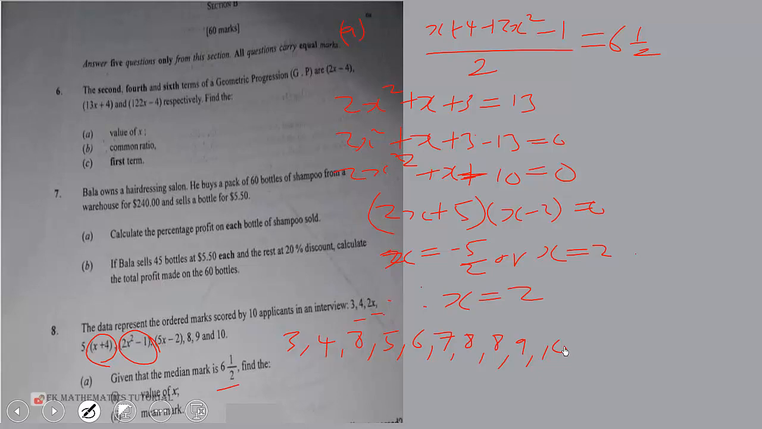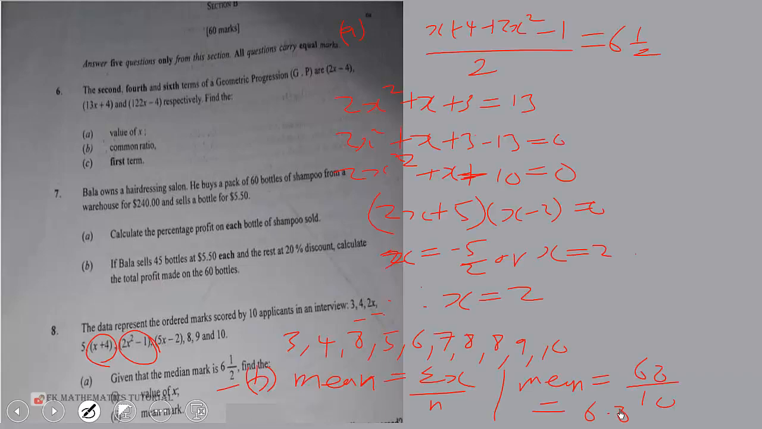So now it is easy for us to calculate the mean. So the B part, mean is equal to summation x over n. And this mean will be equal to summation x, which should give us 68, over 10. And that will give us 6.8 as the mean mark. So 6.8 is the mean mark. Now let's look at question number 9.